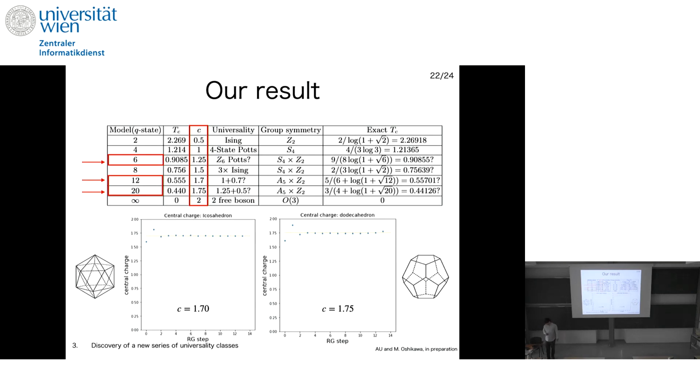I confirmed it, but in the middle phase, you see some sort of crossover to 1.25, which I think is reasonable to think of as a crossover from the chiral Potts model. But for the dodecahedron model and icosahedron model, you see this intriguing central charge, which is 1.7 and 1.75. And I tried to find the literature everywhere, but I can't find it. So if you know it, tell me.